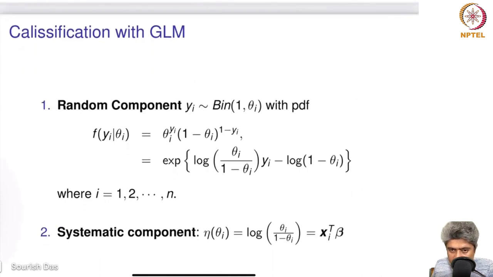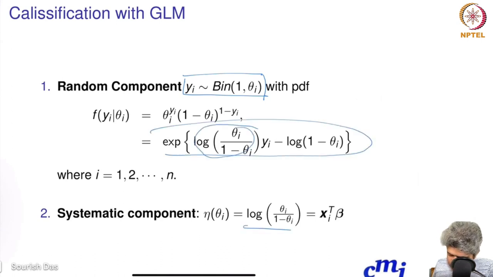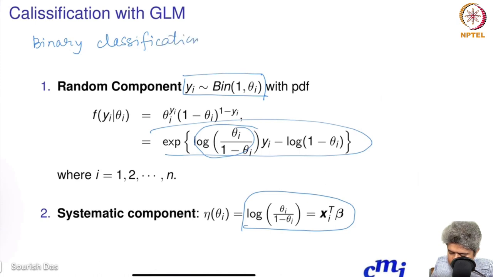Then binary classification. If yi follows binomial 1, theta_i or Bernoulli theta, then you can write it in this format, and this is your canonical form. So log of theta_i by 1 minus theta_i equal to xi transpose beta, and simple binary classification is now also a special case of GLM.